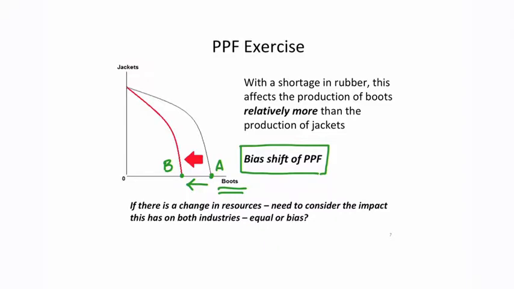So when we think about the shift in the PPF curve, we need to identify which of the goods is going to be relatively more affected, or will they both be affected equally? And then we need to decide at the maximum, will there be an increase or a decrease in the amount of goods that can be produced?